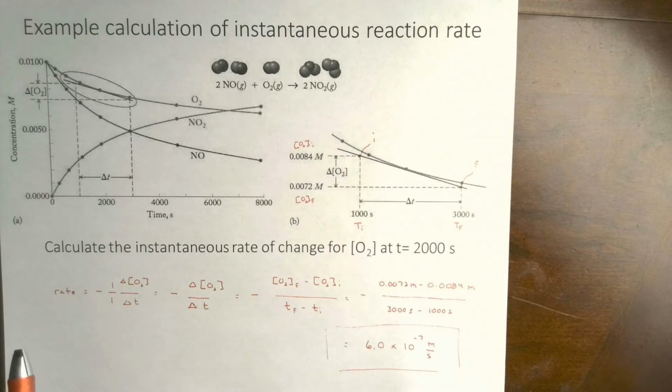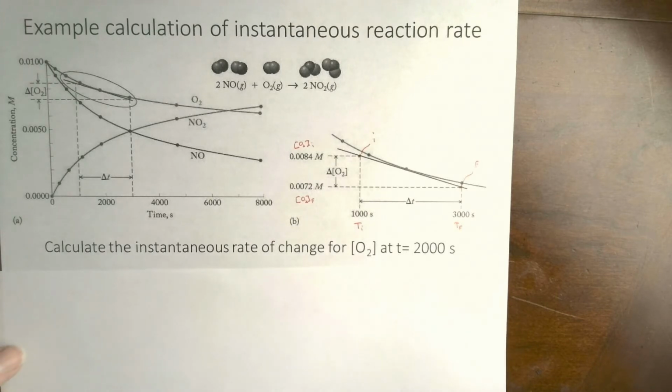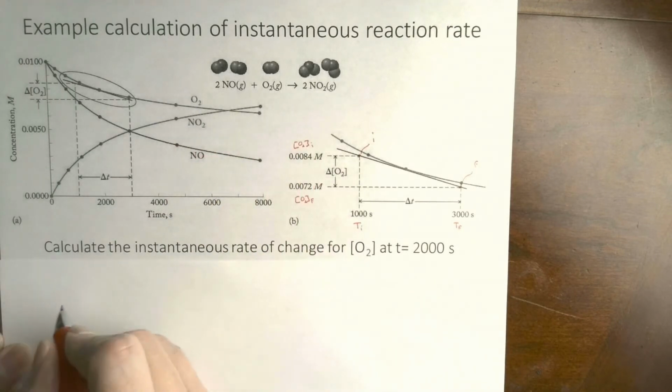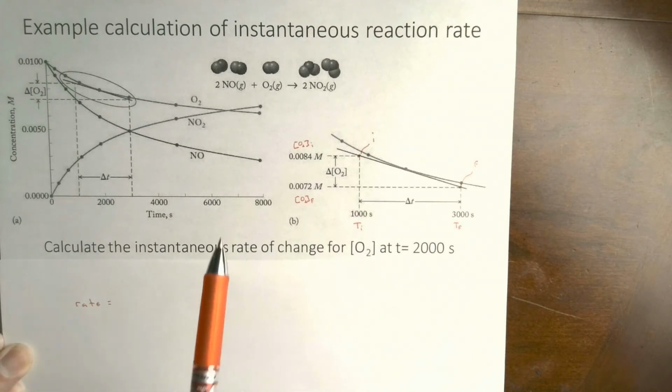Now, the thing that's confusing here is that, actually, the question that I answered is different from what was asked. And it was asked to calculate the instantaneous rate of change for oxygen at t equals 2,000 seconds. So, first, what I want to do is I want to write out the rate expression for each of the different components in the reaction.